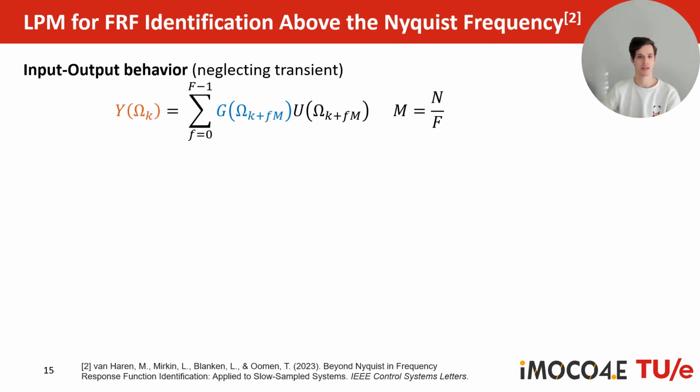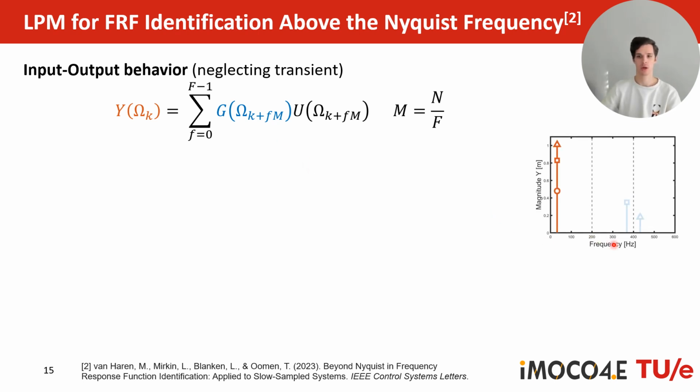So now let's take a look at a second example. If we take a look at the input-output behavior of a system that is downsampled or slowly sampled and neglecting the transient, we see that our output y is actually a summation of system and input terms. And this was illustrated by the figure where you saw that on the fast rate, multiple outputs were mapped to one output in the end.